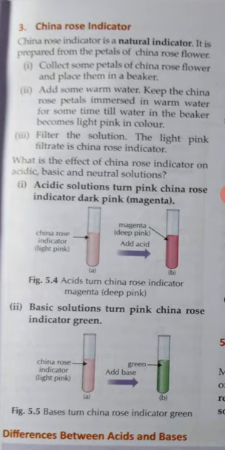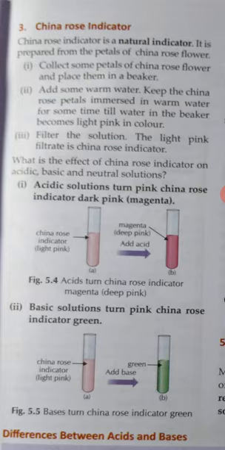So for example, suppose we take a solution. In that solution we want to know whether it is acidic or basic. So if you put that China rose indicator into that solution, and if the color changes to green, that means that solution is a basic solution. Or instead of green, if it turns dark pink in color, then that is an acidic solution. So in this way we can use the China rose indicator.